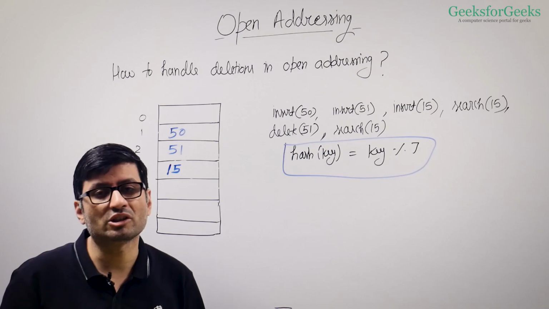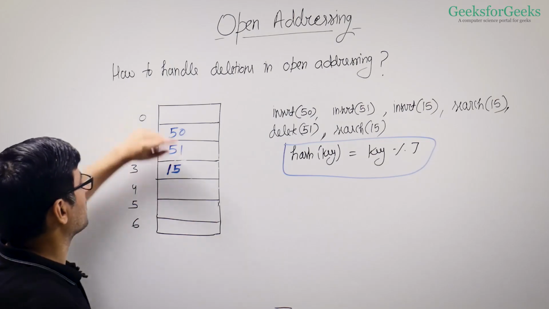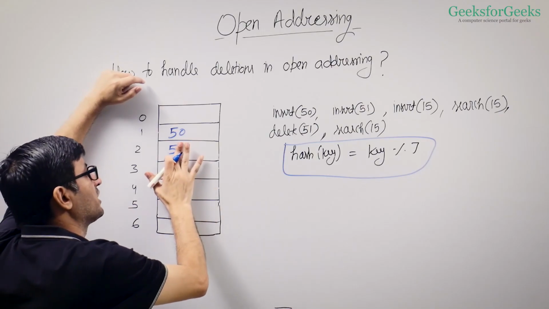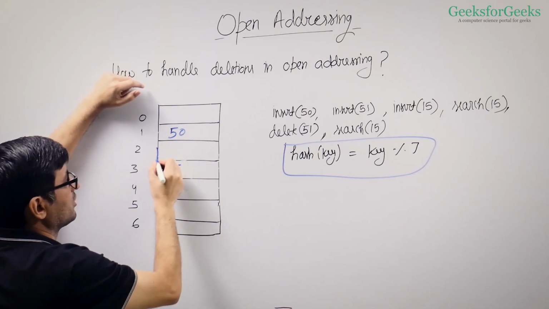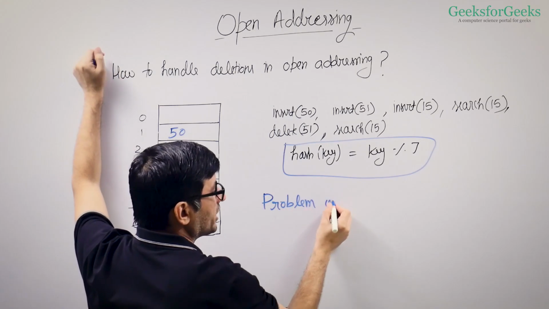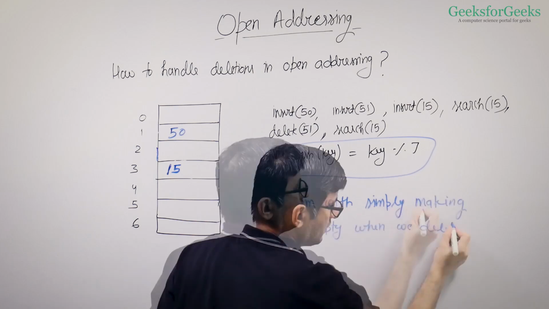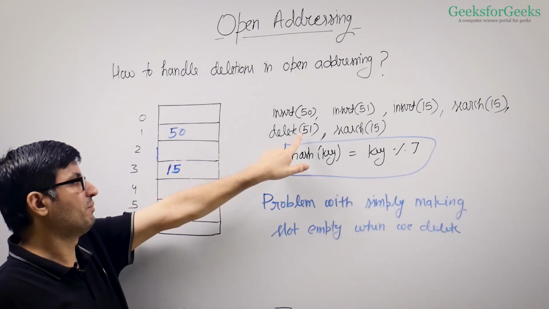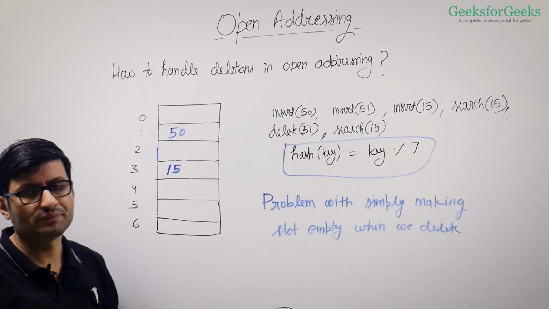But simply making the slot empty would be a problem. That's what we are going to discuss here. So if I delete 51, what will happen? I'll find this key and I'll make this slot empty. Let's see the problem with making the slot empty. So we are going to talk about the problem with simply making the slot empty when we delete. So I mark this slot as empty when I encounter this delete 51 operation.